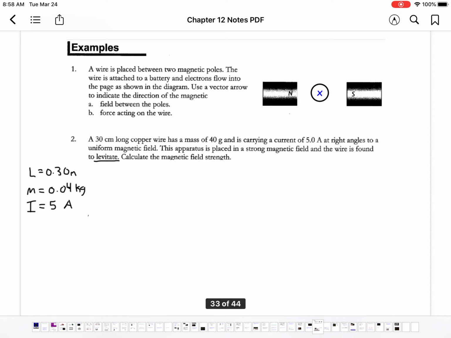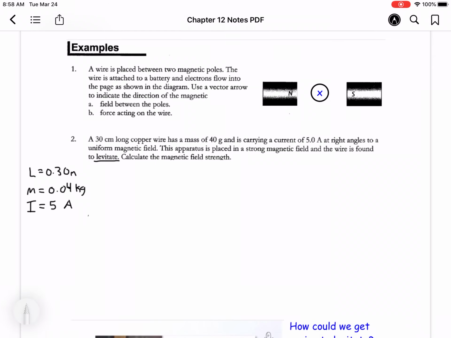So remember, the magnetic field is the direction that the north end of a compass would point. Right, so the magnetic field is this way. The magnetic field is to the right. It's the direction the north end of a compass would point.